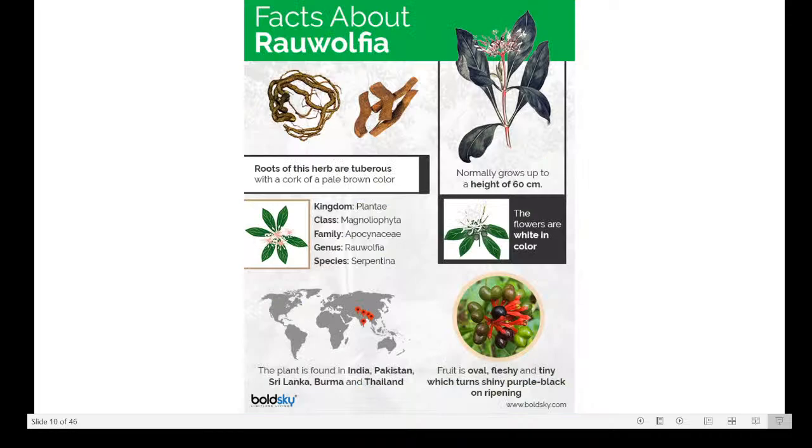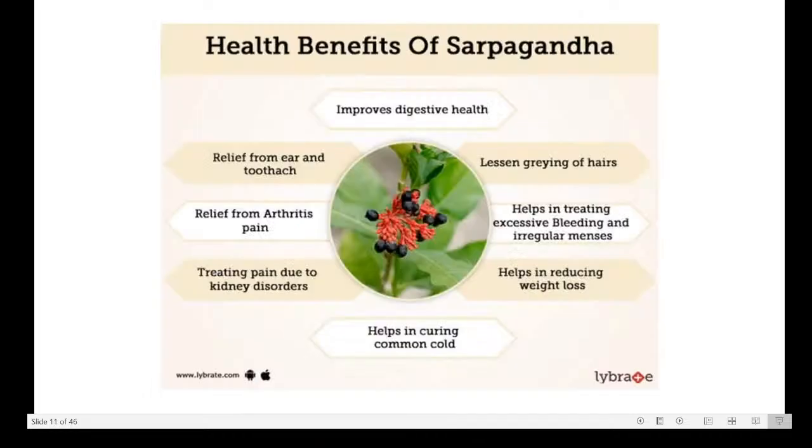As I mentioned, this plant is present all over the Asian countries, nearby China and Pakistan, like that. This is the outlook of the root, flower, and leaves. It has many medicinal properties. This is information for you.